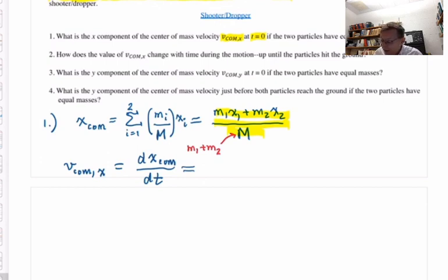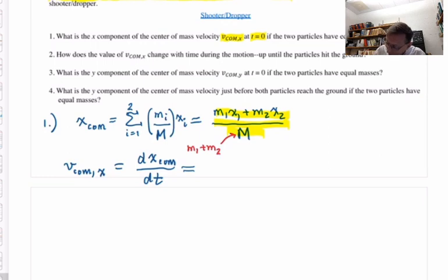Well, I think of the factors of m1 and m2 and m total as either multiplicative or divided constants. Those just get carried along for the ride when you do derivatives. They don't go to zero. So the m1 and the m2 and the big M are going to stay exactly where you see them. But the derivative part is going to act on the x1 and the x2. dx1/dt will be there, and dx2/dt will be there. But from chapter 2, the derivative of x with respect to time is the x velocity.